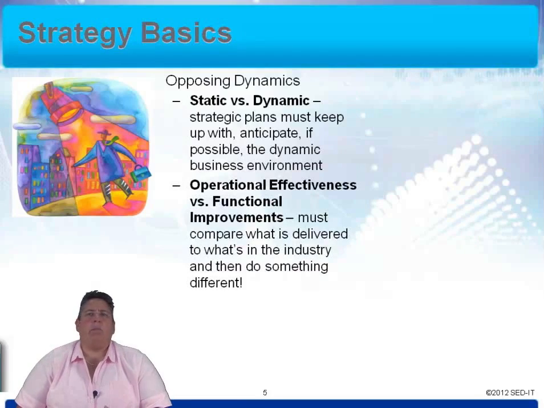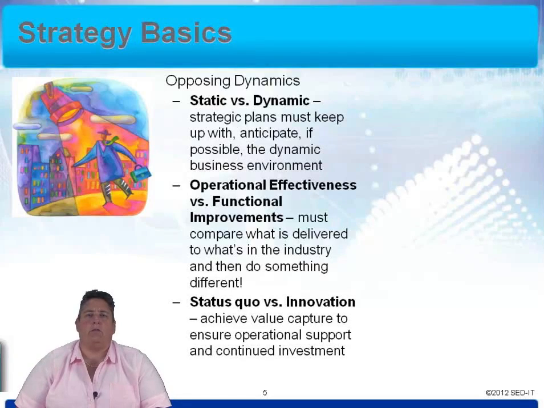We also have this operational effectiveness versus functional improvements. We have to compare with what's delivered to what's within the industry and then do something different. So we need to deliver effectively, deliver what's asked for, and then provide the necessary functional improvements so that we stay up with the Joneses, basically, so that we continue to deliver what's in the industry, but then also allow ourselves to do something different, to differentiate ourselves.